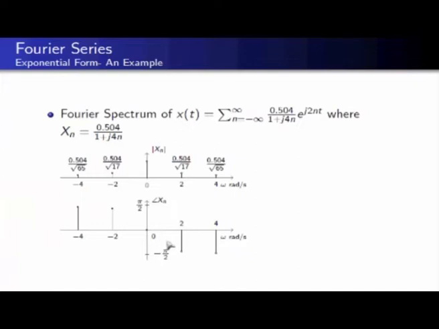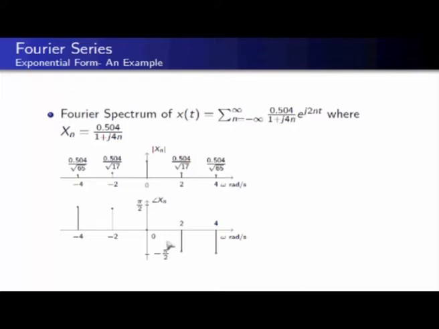So I continue with the same problem. I want to sketch the spectrum of my example problem. x of t is written in terms of its Fourier coefficient 0.504 by 1 plus j 4n, that's the xn, and e to the power of j n omega naught t. In this case, omega naught is 2, so it's 2nt. So n can take value 0, in which case it is constant. n can take value 1, in which case the frequency is 2. n can take value minus 1, the frequency is still 2, and so on.